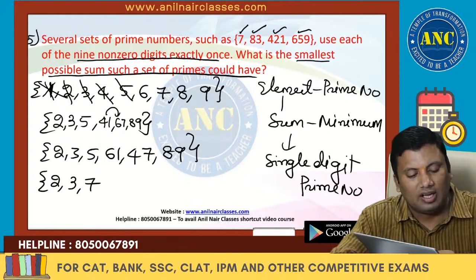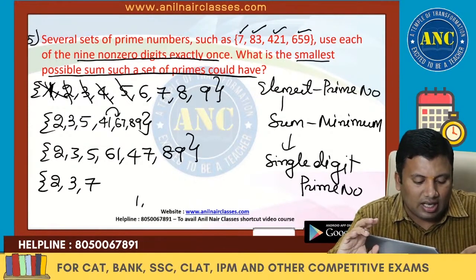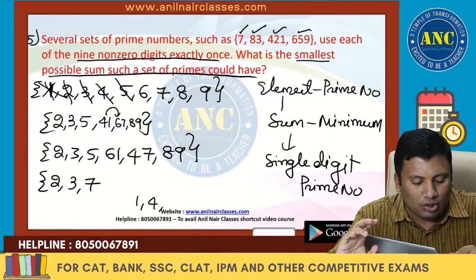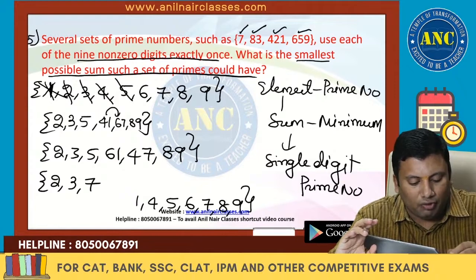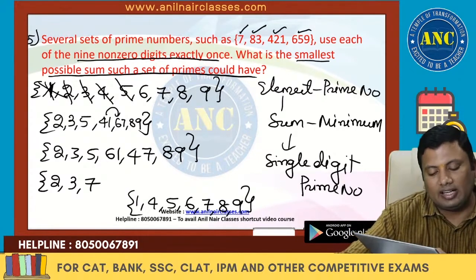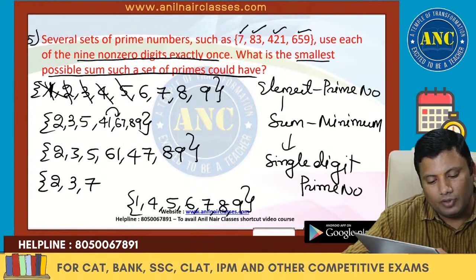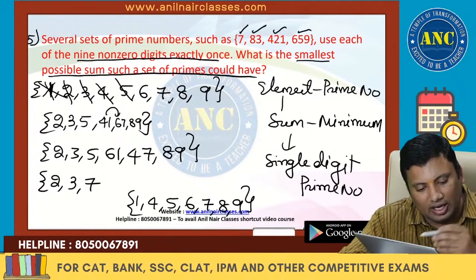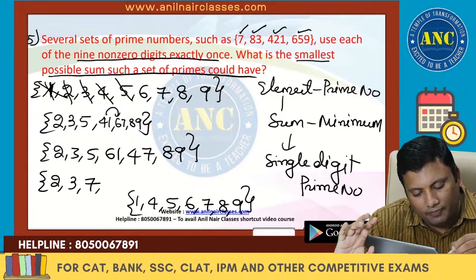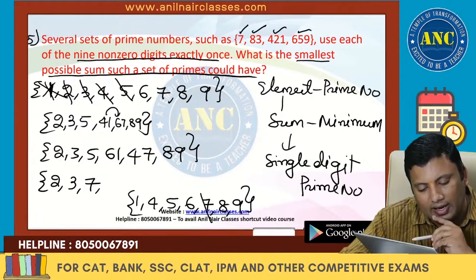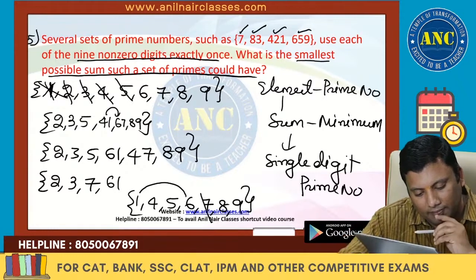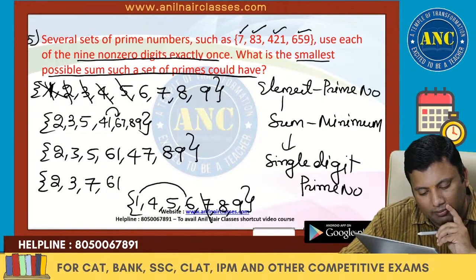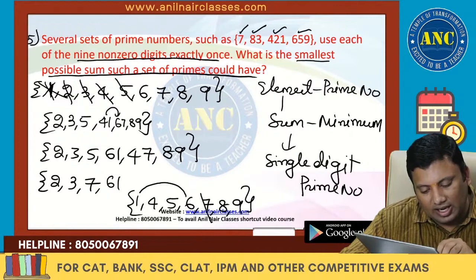So 2, 3, 7. If I take 2, 3, 7, what are the other numbers? 1, 4, 5, 6, 8, 9. Now let us see which case is possible. 2, 3, 7 are taken. Now what is the other case that is possible? 61 is a prime number. Next one, what is the other case?